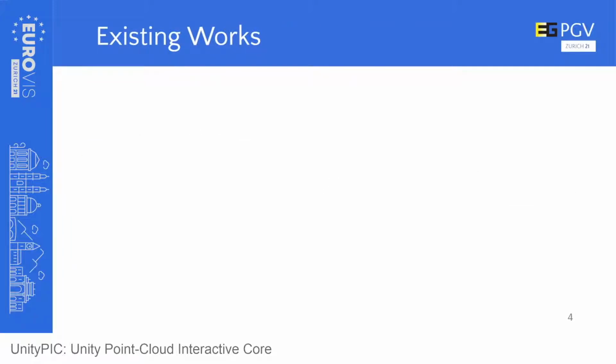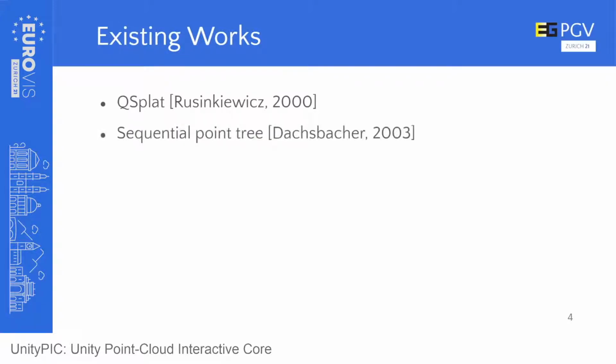Here are some existing works in the past. QSplat was the first point cloud rendering application that used a binary tree as its level of detail hierarchical structure. However, it was slow because of the division of the point cloud, which continued until there was a single point left. Sequential point trees are arrays of points optimized for GPU rendering. The points are ordered such that only a prefix of the array is processed when rendering in order to achieve a certain level of detail.